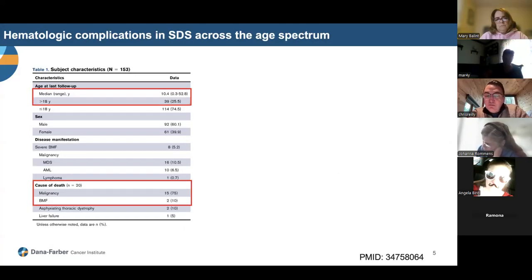And so I wanted to give a little bit of background about what we know about the blood in particular. I think there's a lot that we could talk about and fill the time with in terms of all the various manifestations and aspects of Shwachman-Diamond syndrome, but I did want to focus on the blood for this conversation.